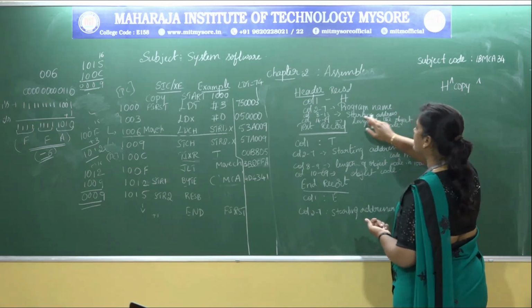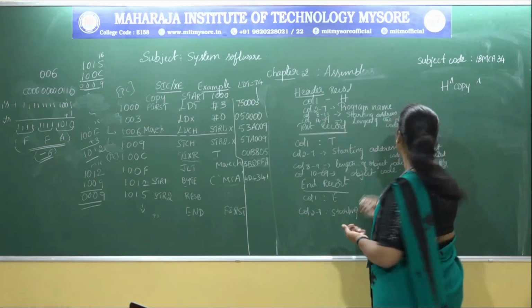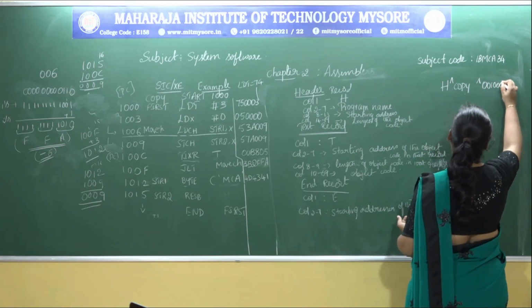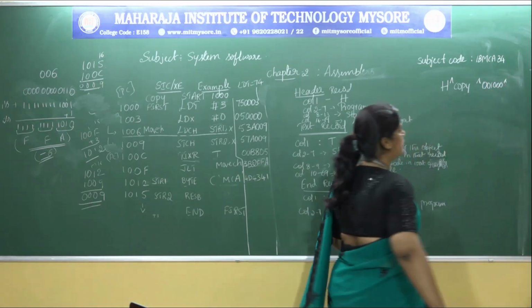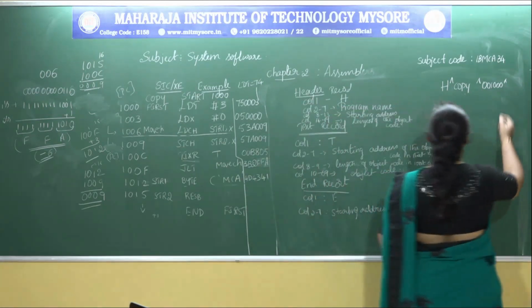The next field is the starting address. It occupies columns 8 to 13, again 6 hexadecimal digits. What is the starting address? 1000, so I write 1000 using 6 hexadecimal digits.